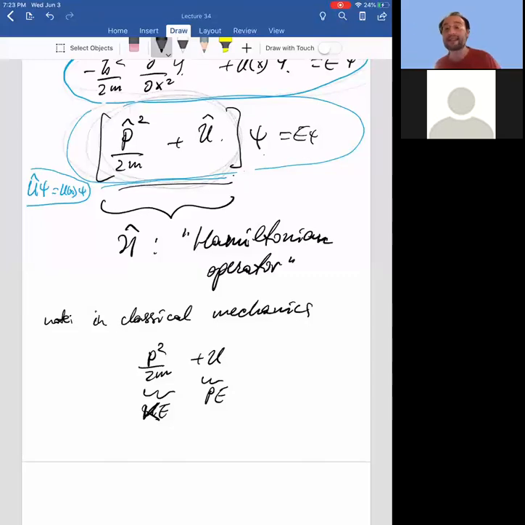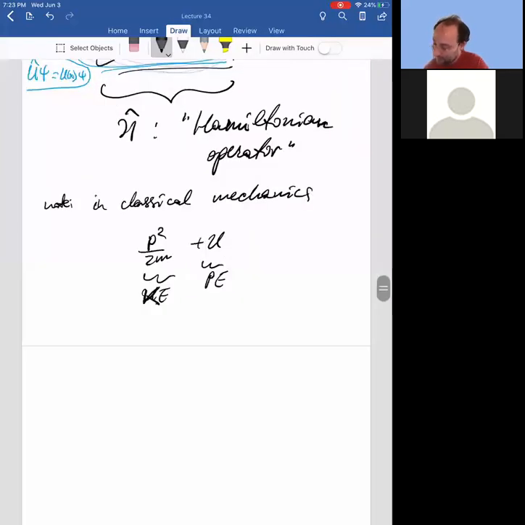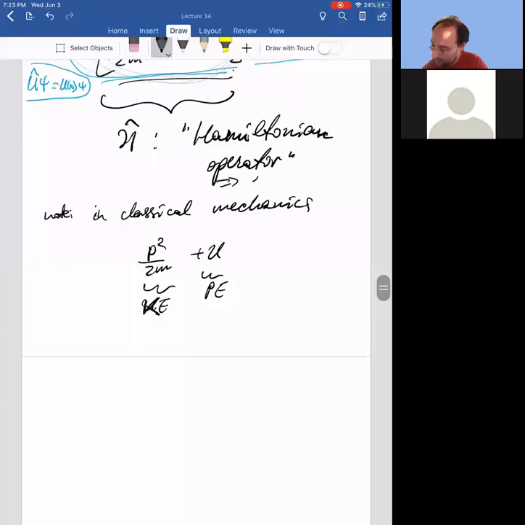In quantum mechanics, it's promoted to an operator. So that's why it's called a Hamiltonian operator. But it's basically an energy operator. Okay? So Hamiltonian operator is basically an energy operator.